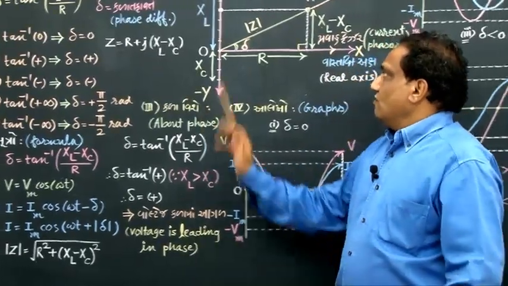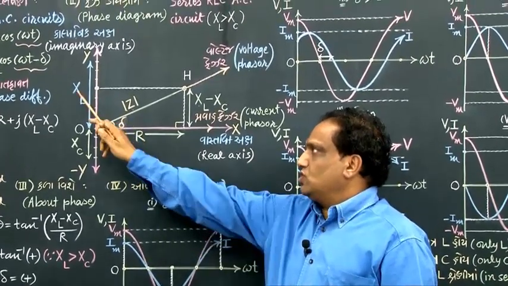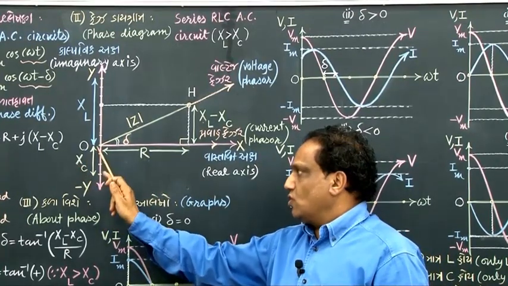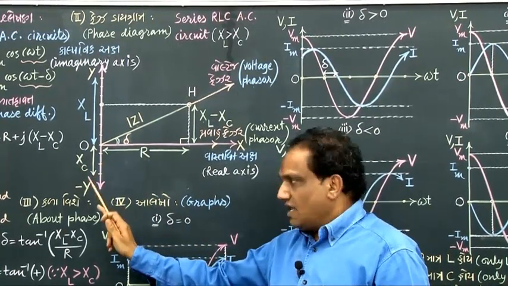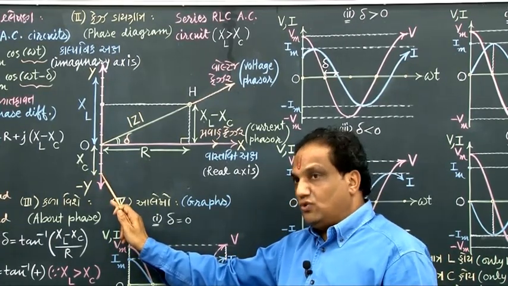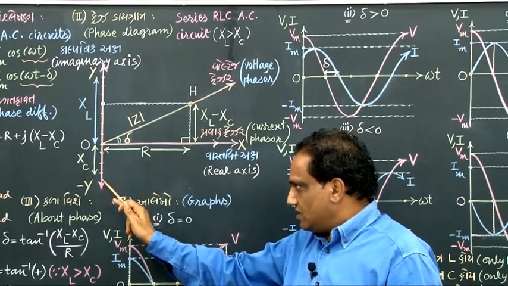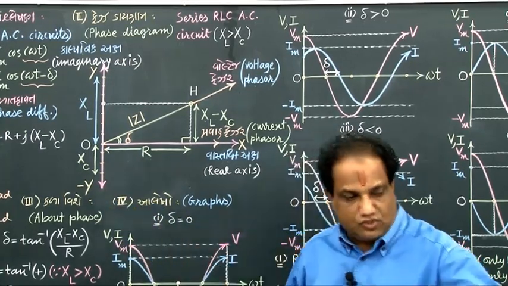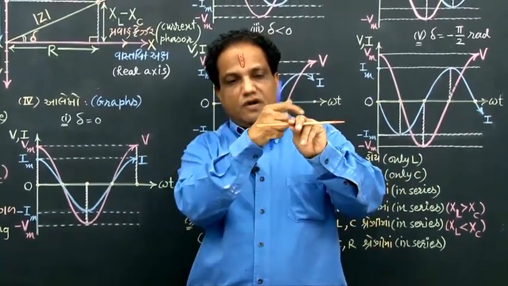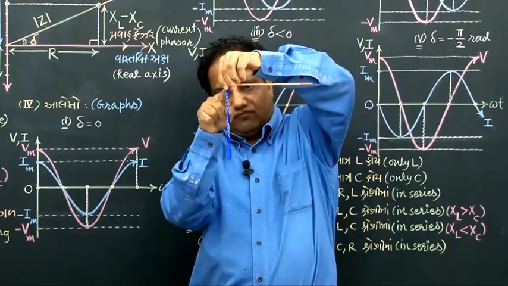Fine. What about the phase diagram? These two are not there, so don't show XL, don't show R. Only capacitor is there, so you are supposed to draw only Xc, correct? And wherever the value of Xc is over, there you should write capital H, and extending ray OH, you will get the voltage phasor. So the situation is like this. This is the current phasor, and this is the voltage phasor.